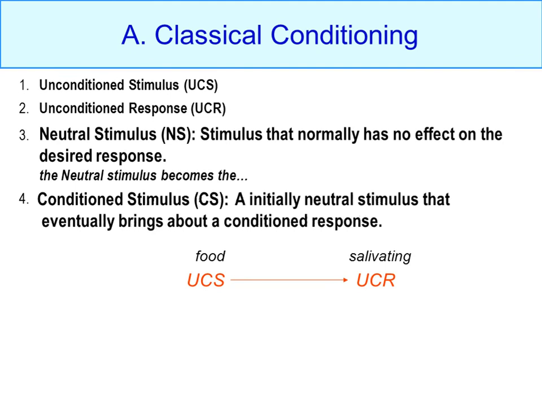All right, next thing on your outline. We have an NS and a CS. NS is defined as a stimulus that normally has no effect on the desired response. It's neutral. Normally has no effect. Just hanging out there doing nothing. Should have no effect on the response we're looking at. And then I put right on your outline, the NS becomes the CS.